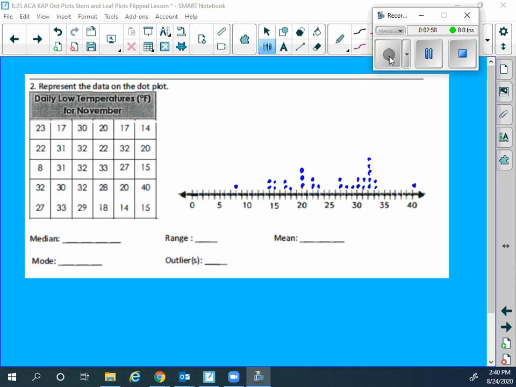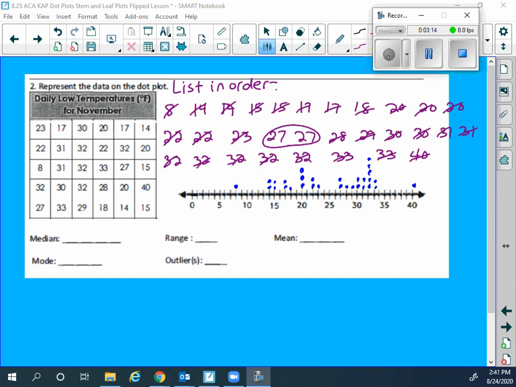Please trust me. Okay. The next thing you should do after you make your dot plot is go ahead and list them in order from least to greatest. Okay, so go ahead and do that. Pause the video. Okay, so once we put them in order and then we crossed off small, big, small, big, small, big, then you should have gotten that your median was 27.